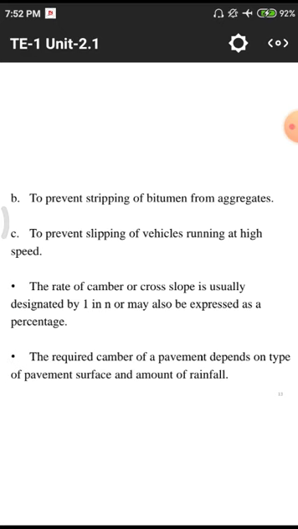The next point is that the rate of camber or cross slope is usually 1 in n, and may also be expressed as a percentage. That means it entirely depends upon the width of the carriageway. If the width of the carriageway is more, the slope will decrease. If the width of the carriageway is less, the slope will increase due to its width properties. The required camber of a pavement depends upon the type of pavement surface and the amount of rainfall.